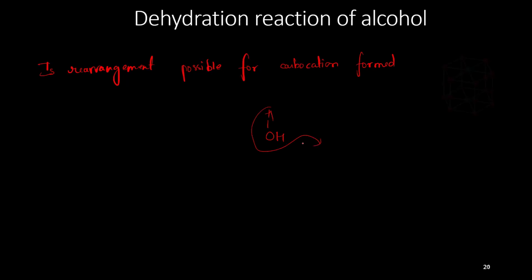So next one is: is rearrangement possible for the carbocation formed? Once the water molecule, whatever the OH is there, it will attach with the hydrogen and be removed. Once it is removed, what happens? It will form the carbocation. There will be a positive charge created on the carbon. So can this positive charge move from one carbon to another carbon?